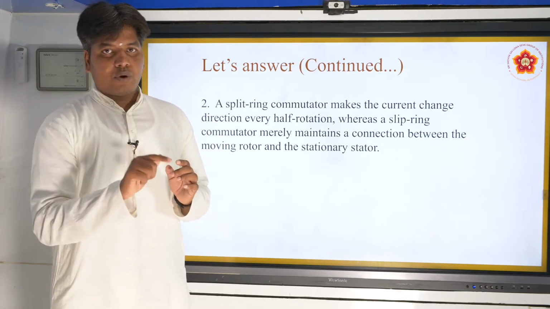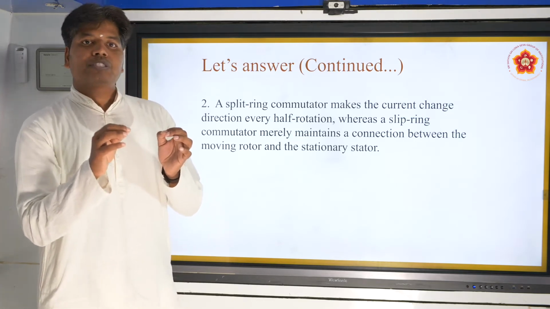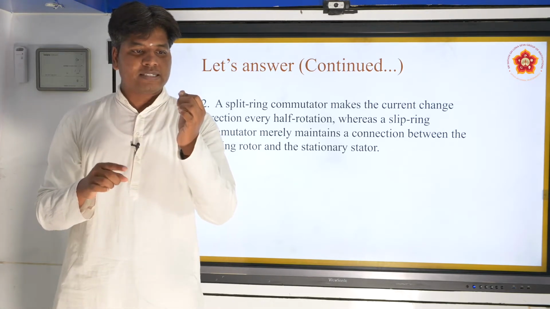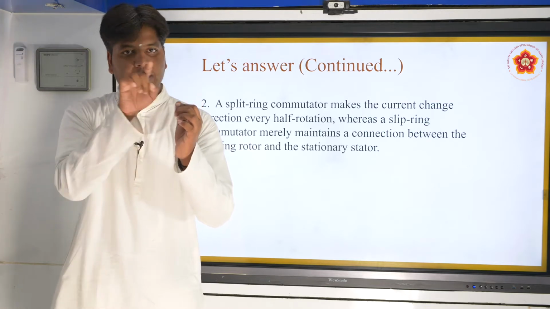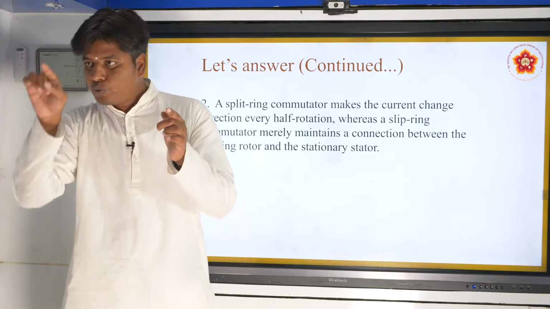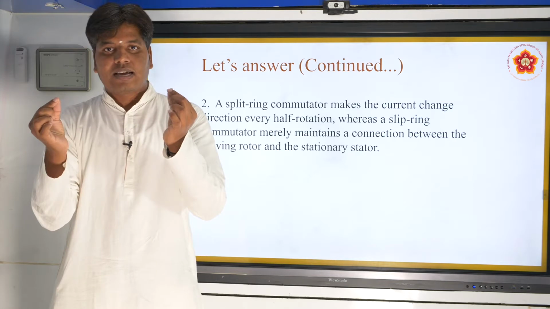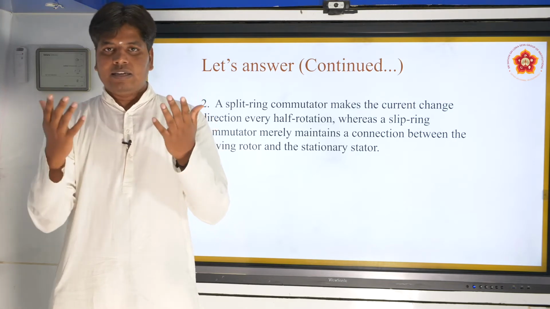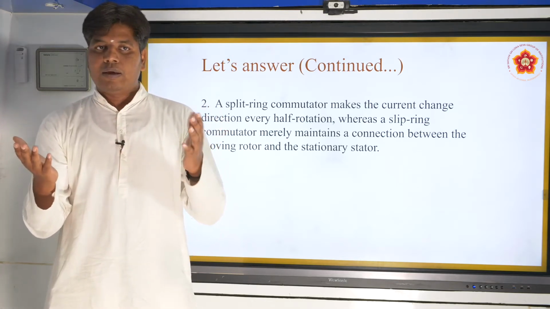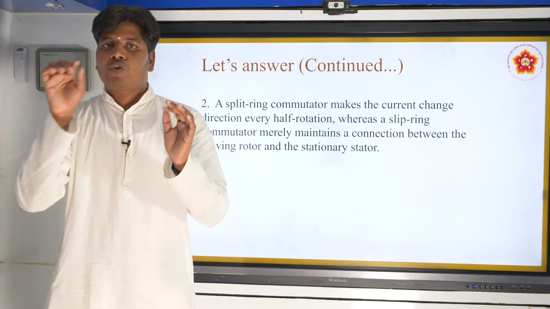Now, the split ring, what it does, every half a rotation, it helps the circuit to change its current. That means one end of the carbon brush is always attached to the coil which is moving up. The other end of the carbon brush is always attached to the coil that is moving down. The direction as far as these carbon brushes are concerned is the same, right? It doesn't matter which segment of the coil is coming up or going down. It only sees whether the coil is coming up or going down.